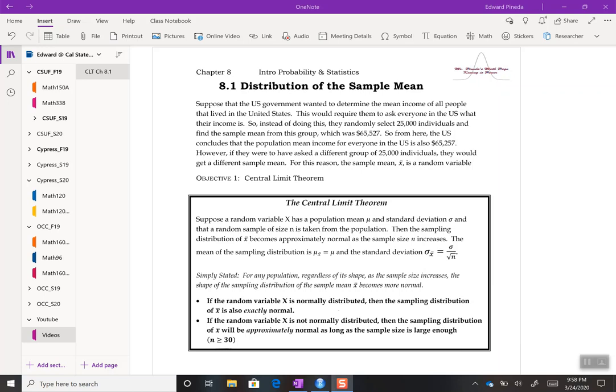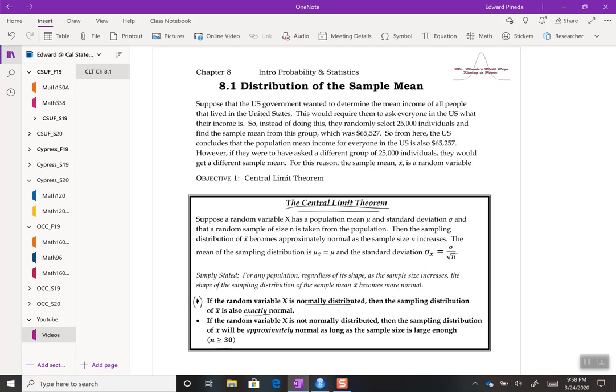Mr. Pineda. Chapter 8 practically talks about the central limit theorem, one of the most important theorems in statistics. So the central limit theorem practically has two conditions. One is that if a random variable x is normally distributed, then the sampling distribution of x bar is also exactly normal.